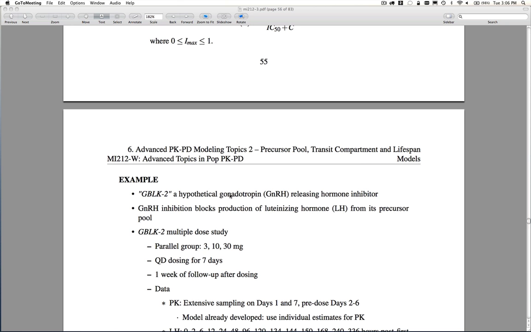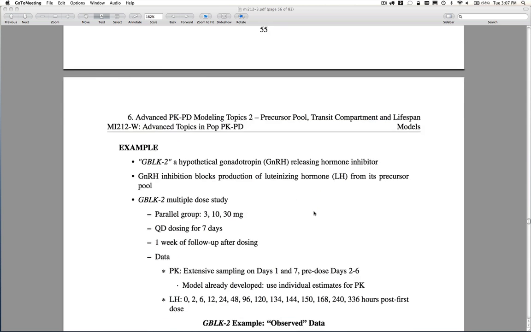So again, if you use the precursor pool model, it's going to predict a rebound, tolerance and rebound. So if you're not seeing that in the data, then you simply wouldn't choose this type of model to use.